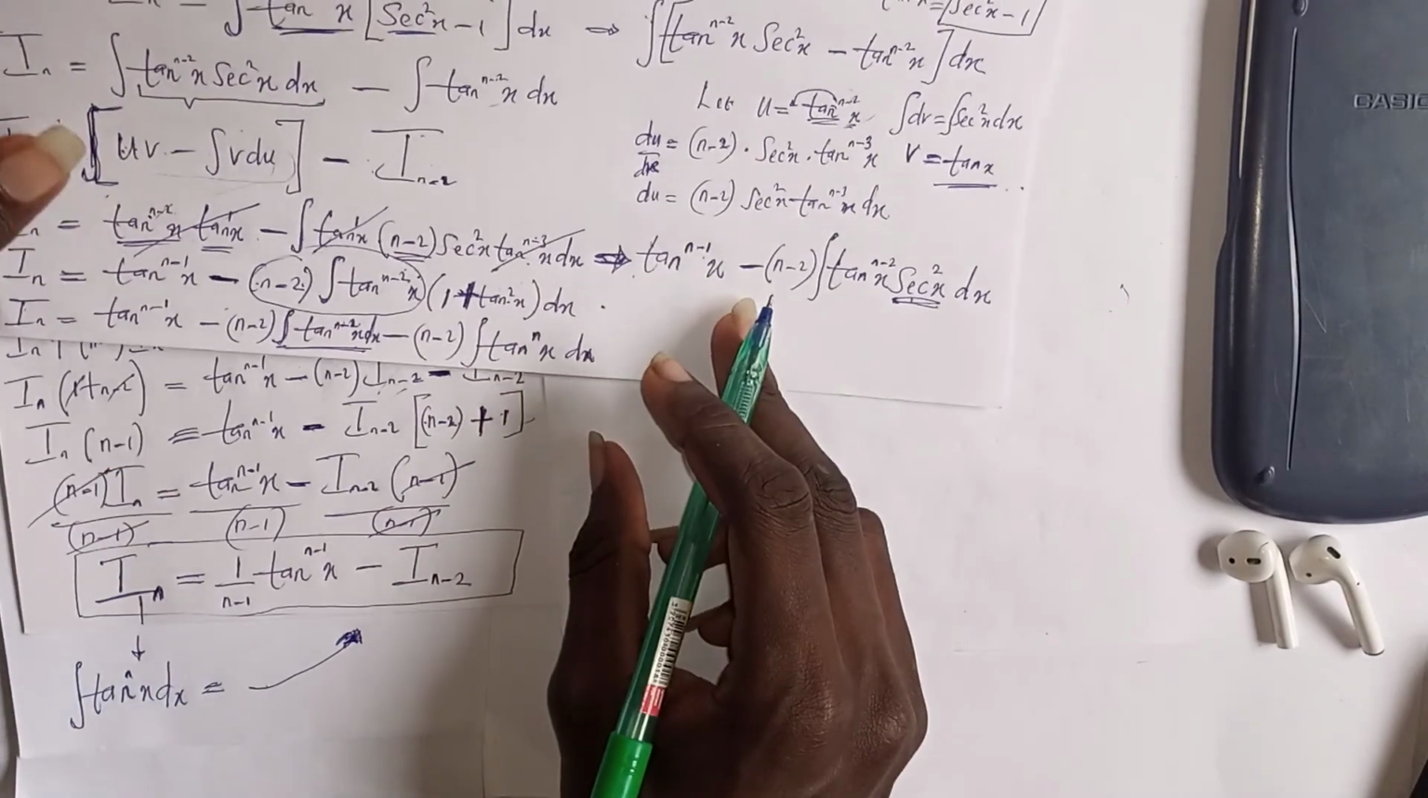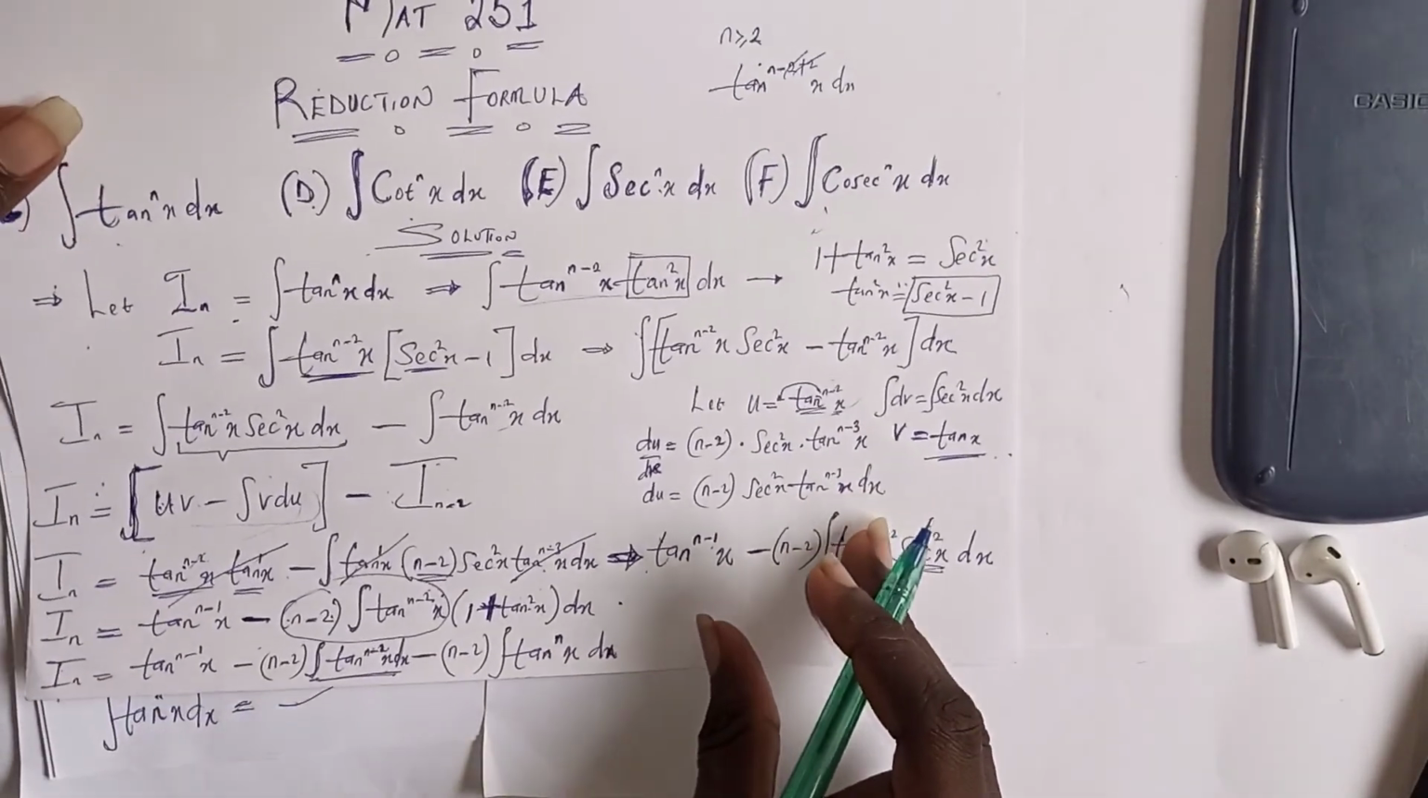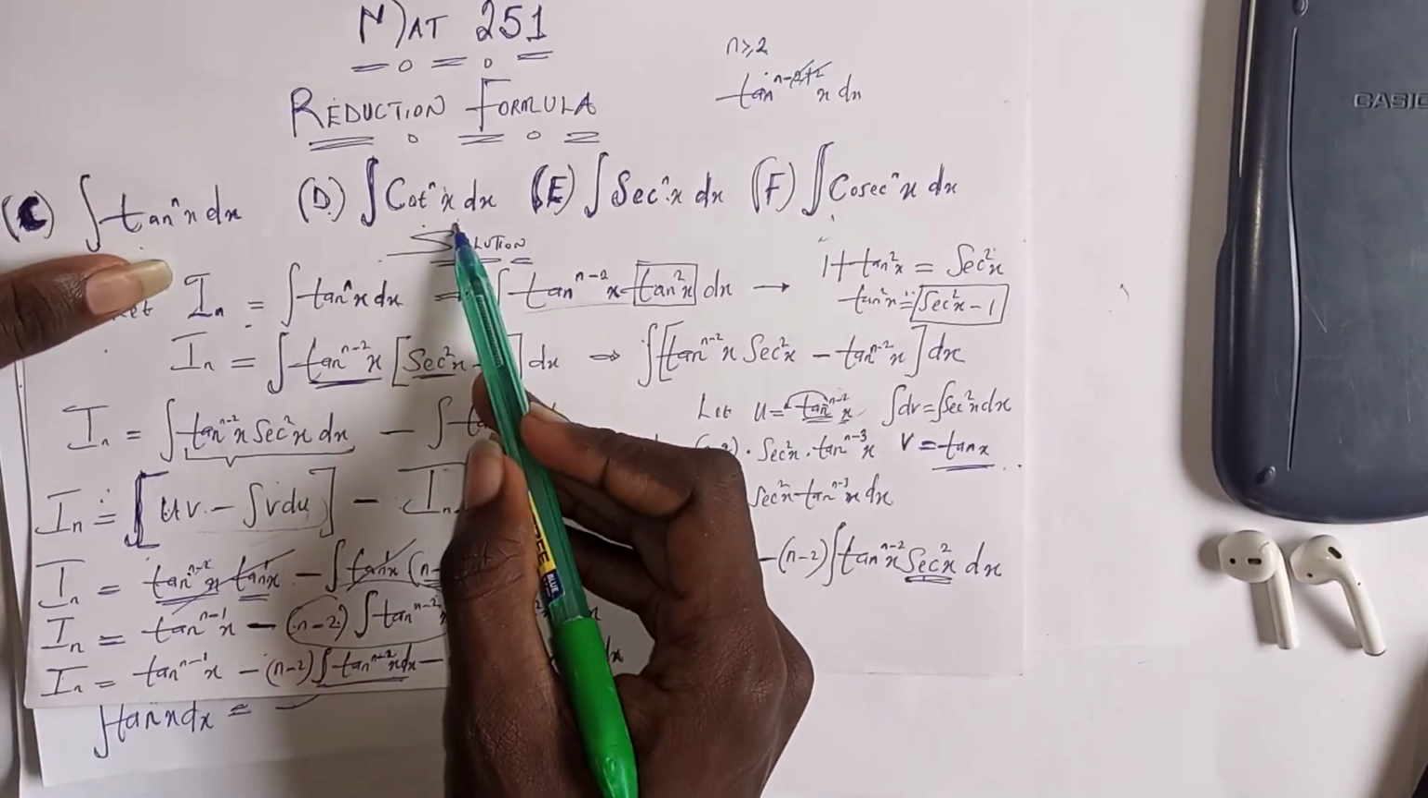So this gives the reduction formula for the integral of tan^n(x) dx. So guys, meet me in the next video for cot^n(x) dx and sec^n(x) dx.